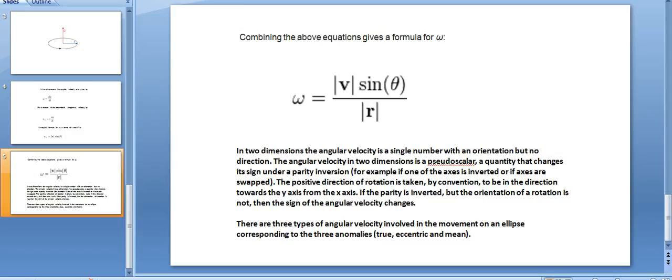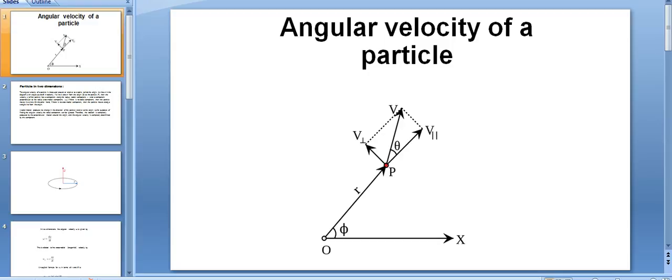There are three types of angular velocity involved in the movement on an ellipse corresponding to the three anomalies: true, eccentric, and mean. This is the information about the angular velocity of a particle.